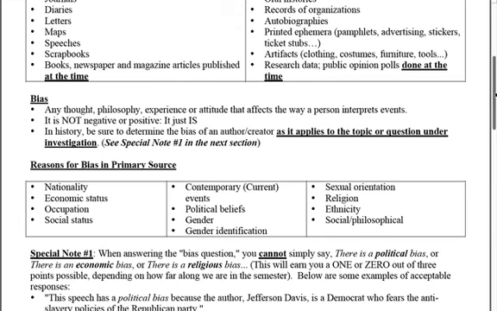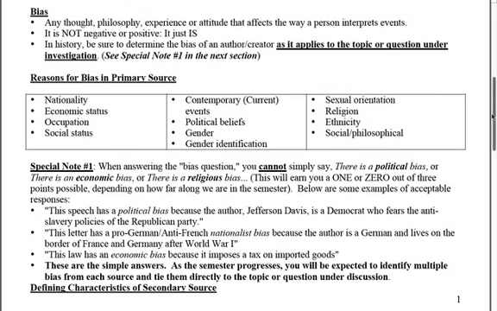Some examples of bias are nationality, where you're from. Are you from America? Are you from Canada? Are you from Mexico? Where are you from? Economic status. Are you rich? Are you poor? Are you middle class? Somewhere in between? What you do for a living or your occupation? Your social status, and sometimes social status is associated with economic status and sometimes it's not.